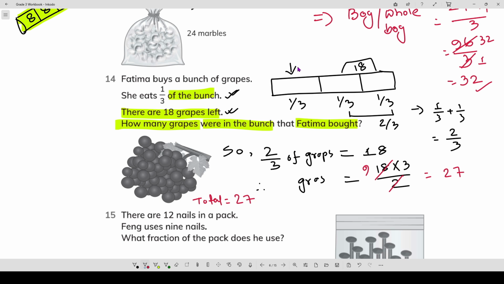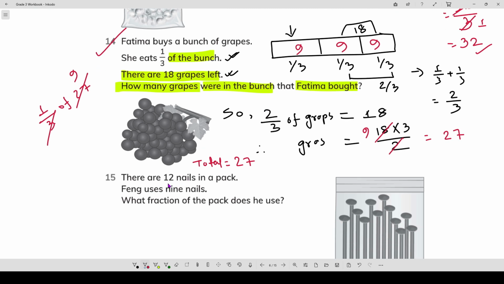Now let's consider 27. 2 by 3 of grapes equals 18. So we can say 1/3 of 27 means 9. So here is 9, 9, and 9. Okay, very simple.